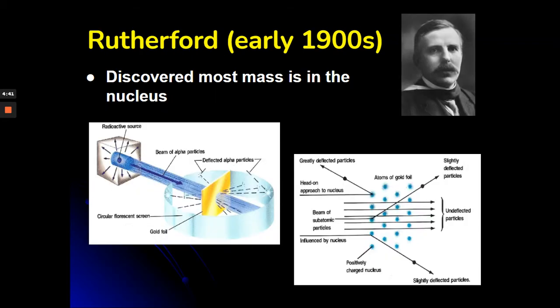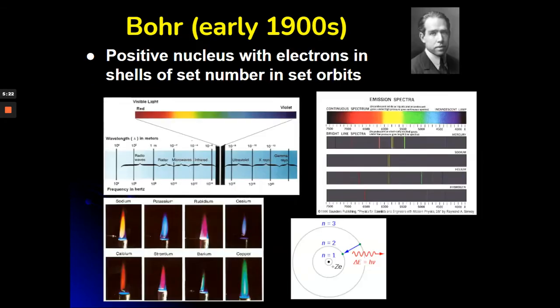Rutherford in the early 1900s, after Thomson, around the same time, discovered the nucleus. So he was shooting alpha particles, which are positively charged particles, at a piece of gold foil, which is why his experiment is called the gold foil experiment. And he noticed that some of those alpha particles were being deflected and not passing straight through like was expected. So that told us that there is something positive in the center, and positive meets positive, it deflects. So Rutherford discovered the nucleus, not the proton, but the nucleus.